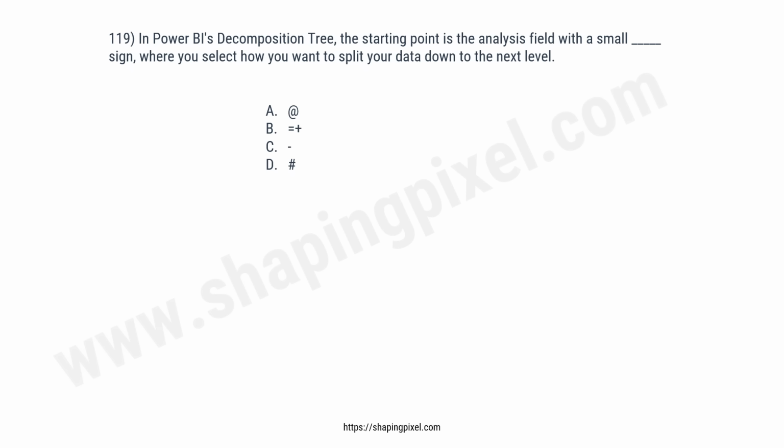Question number 119. In Power BI's decomposition tree, the starting point is the analysis field with the dash sign, where you select how you want to split your data down to the next level. And we have the following four signs. So the right answer here is option B.